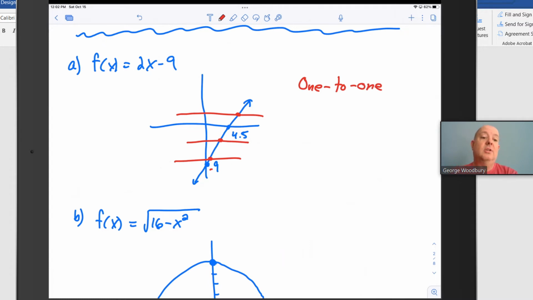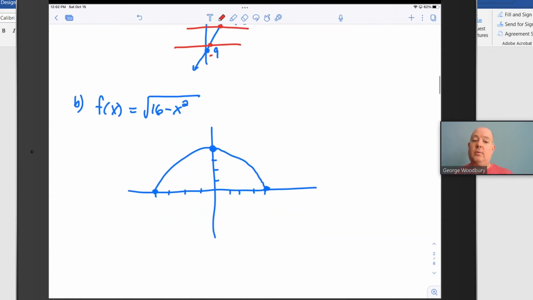And in general, linear functions, unless the graph is horizontal, so if you had a function like f of x equals 7, then it's going to fail the horizontal line test infinitely many times. Other than that, we know that a vertical line is not a function. So any linear function except a constant function, in other words, if it has a non-zero slope, it's going to be one-to-one.